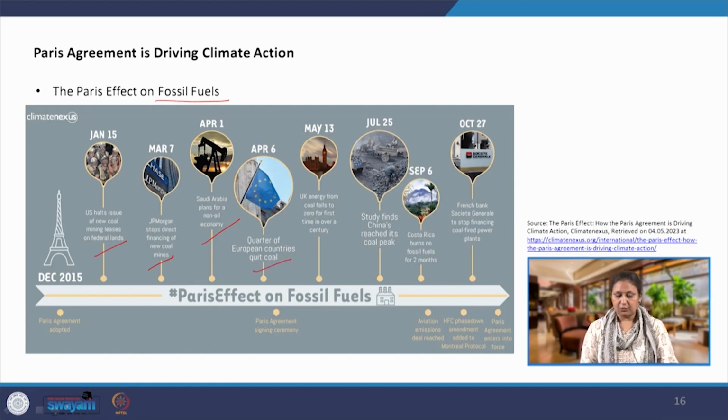UK energy from coal falls to zero for the first time in over a century, and we are talking about countries declaring no burning of fossil fuel for a period such as 2 months, and major financial institutions stop financing coal-fired power plants and projects like these which are polluting. So, gradually more and more countries are working on policies where they are directly reducing the emissions. They are stopping funding of projects which will require burning of fossil fuels such as coal.